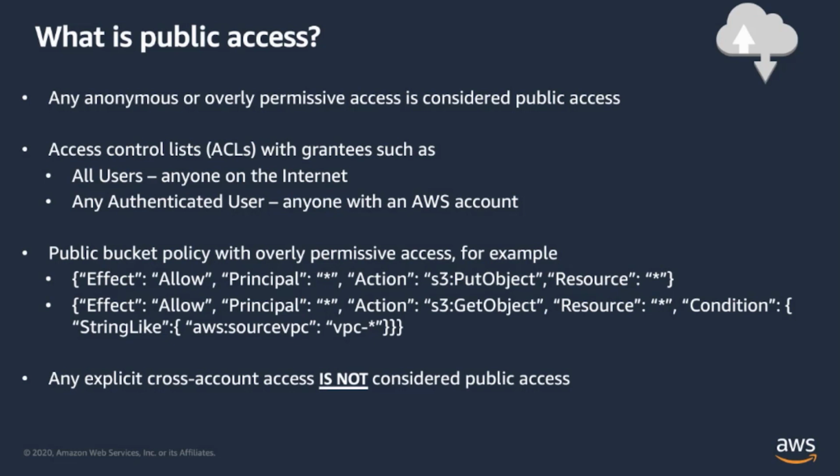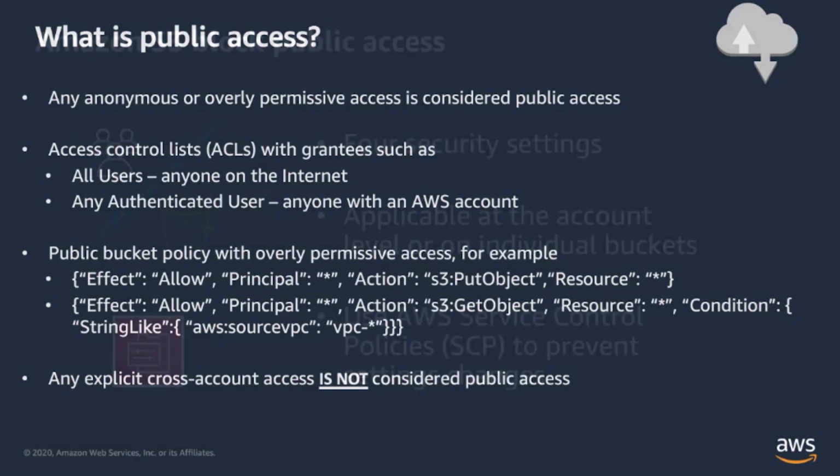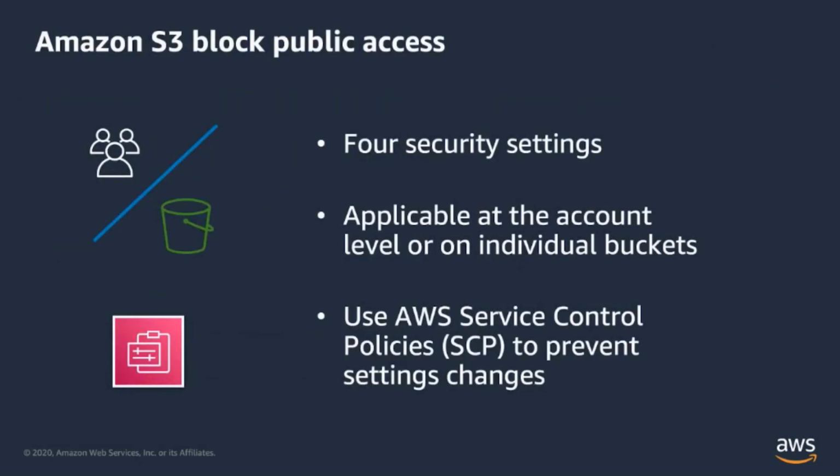Now, any of the explicit cross-account access that we've talked about in some of our other policies is not considered public access. Okay. Now, in 2018, S3 launched S3 Block Public Access. It's a set of 4 security controls that you can apply to your bucket or an account. And these settings override the ACLs or bucket policies that might have granted public access to your bucket or objects.